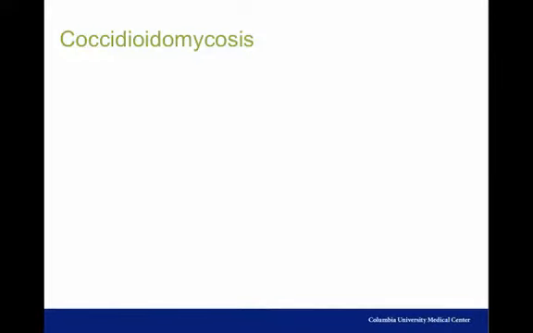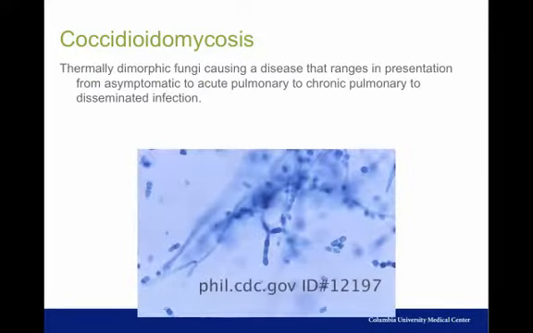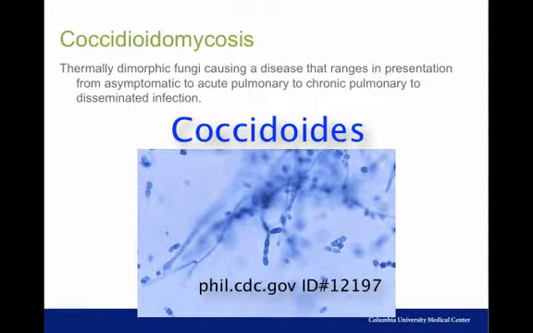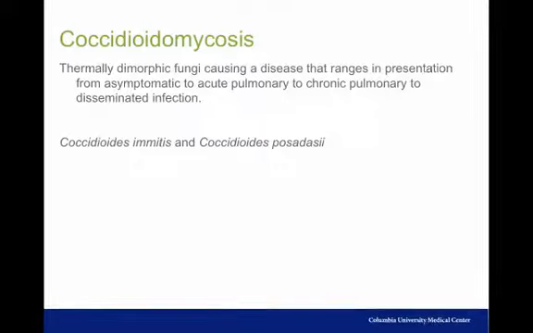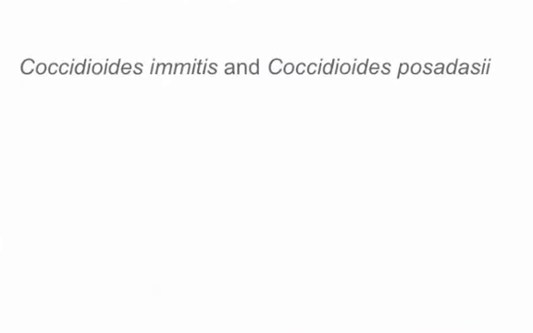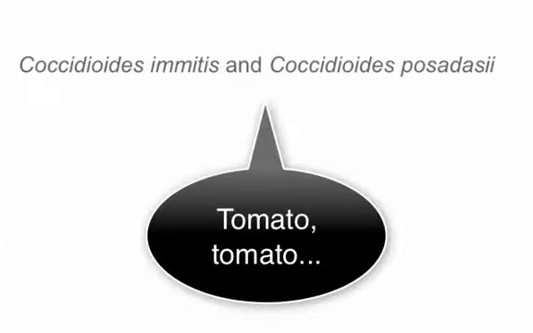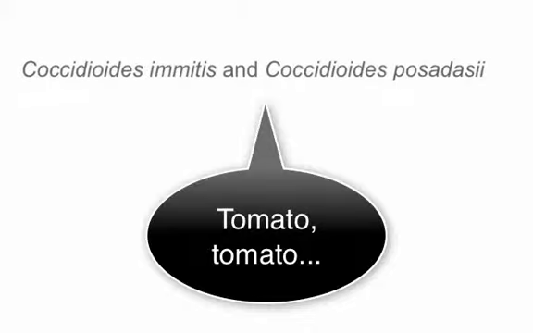Coccidioidomycosis is an infection caused by the thermally dimorphic fungi of the genus Coccidioides. The clinical expression of the disease ranges from asymptomatic to acute pulmonary to chronic pulmonary to disseminated infection. There are 2 species in the genus Coccidioides that cause the disease. They are virtually indistinguishable with regard to clinical presentation, so we won't mention the species names again, only the genus.